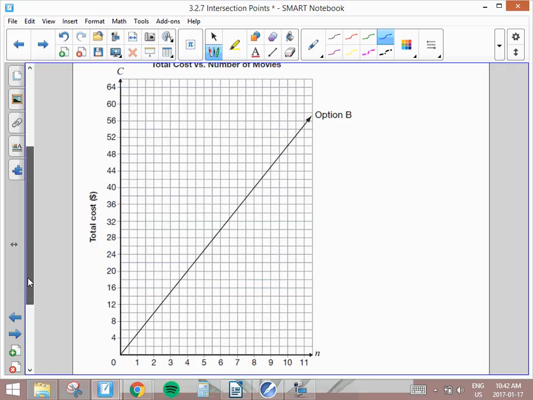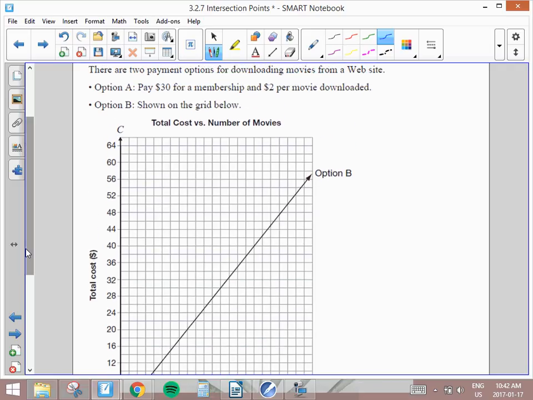Option A, I can tell from this story, is not a direct variation because there is a one-time membership fee. So there is an initial cost of $30 to join the membership club. There is another fee, $2 per movie, and as soon as I see that dollars per, I'm reminded of rate of change, and this is a rate of change. It depends on how many movies that I purchase. So this is always going to be a variable amount. So it's my rate of change or my slope.